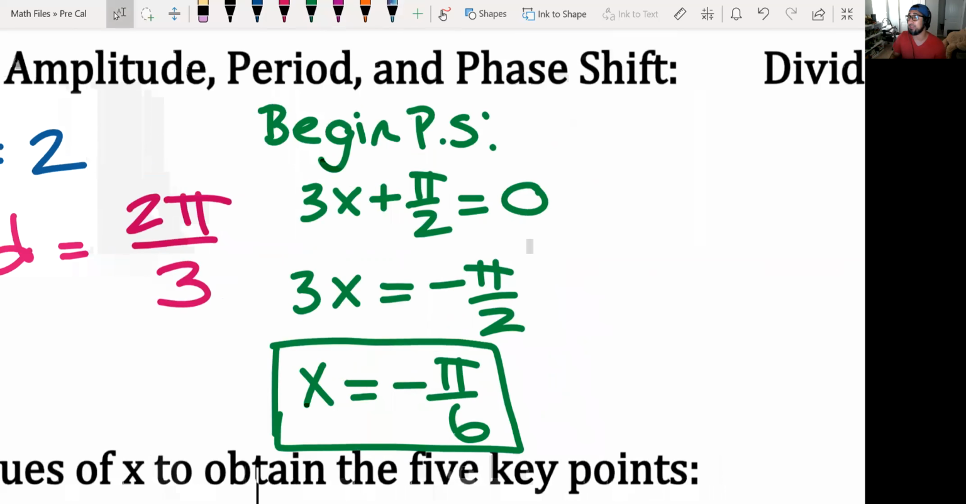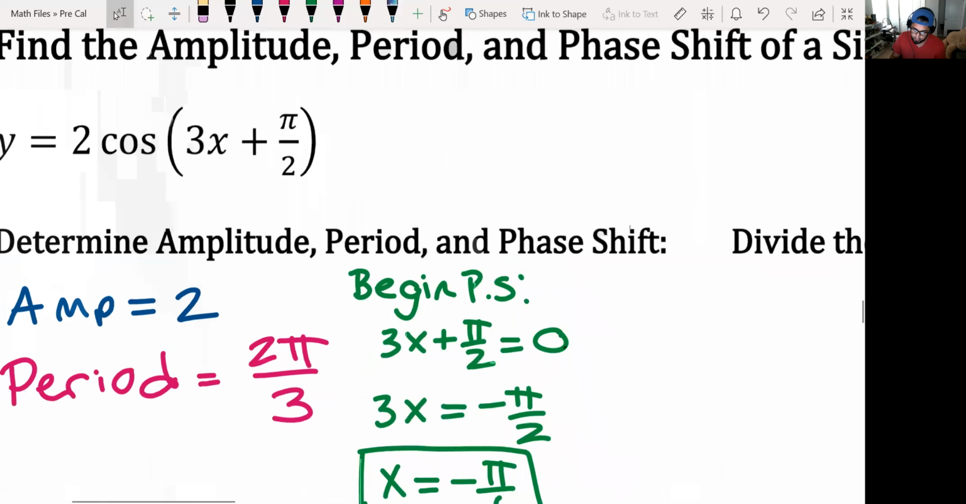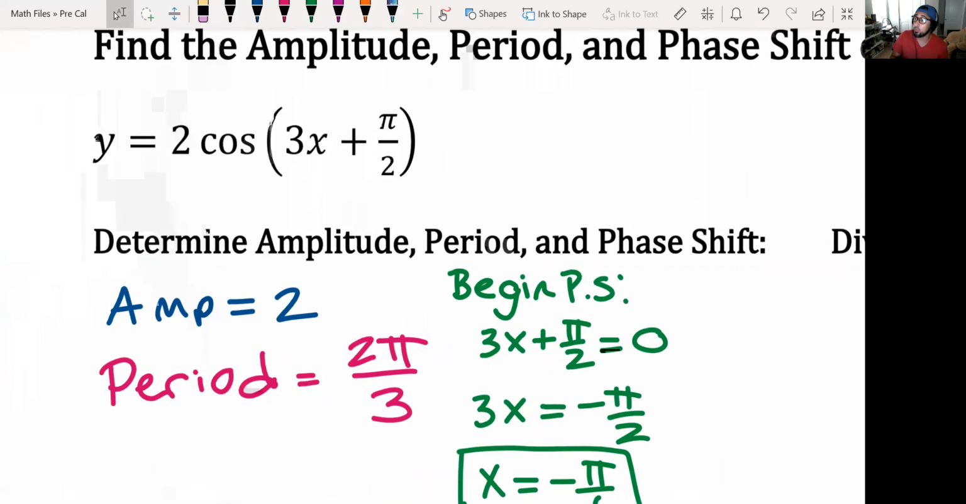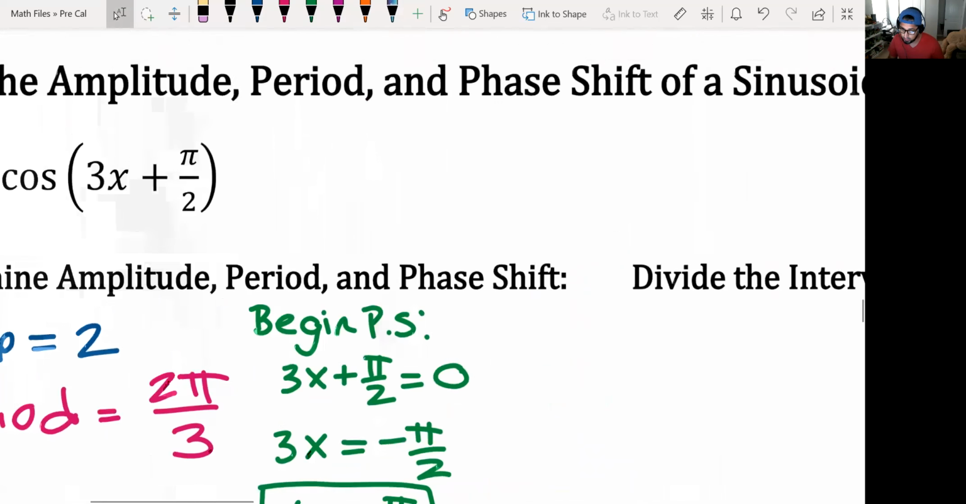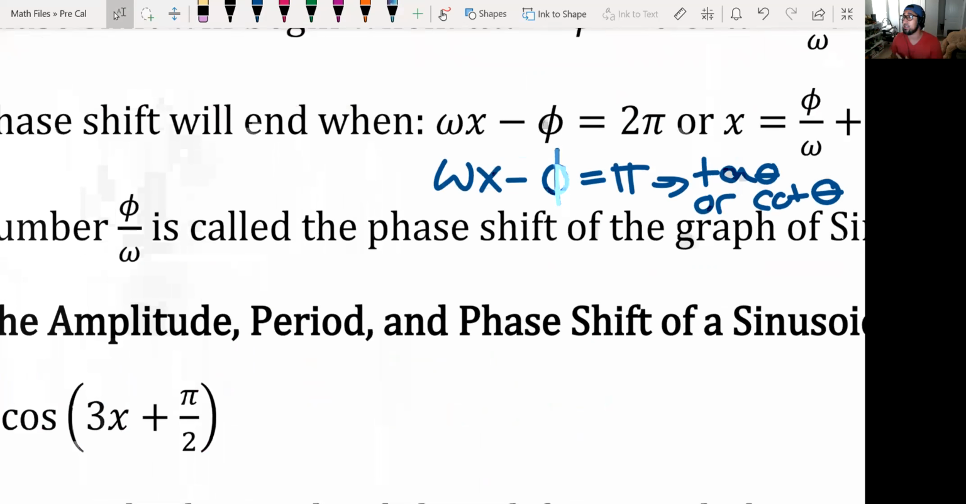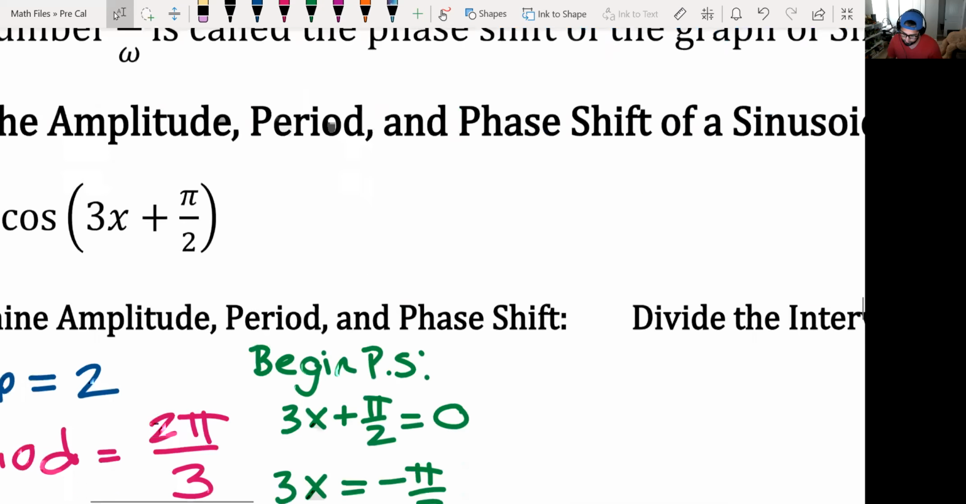And now we need to find where it ends. So we're dealing with cosine, which means to find the ending, you'll take the phase shift and set it equal to 2 pi, because that's the period, that's the cycle of regular cosine. And that's all it says above. You'll set it equal to 2 pi. You'll set the phase shift equal to 2 pi if you're dealing with sine, cosine, cosecant, or secant. Okay.